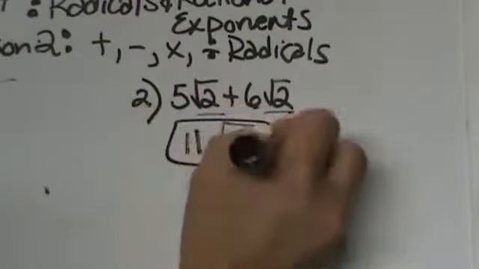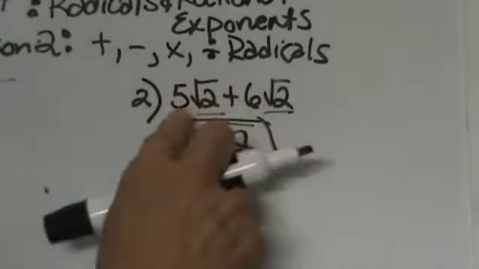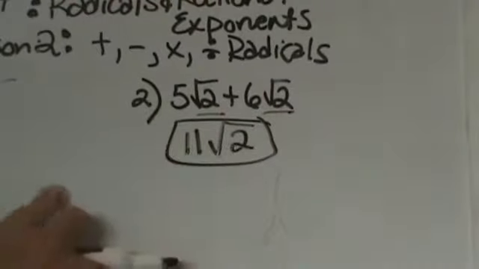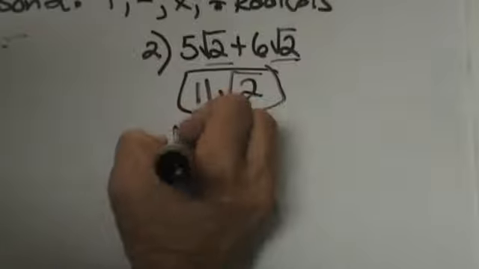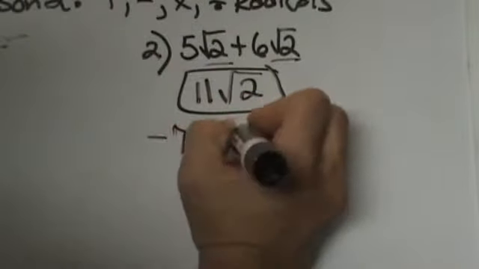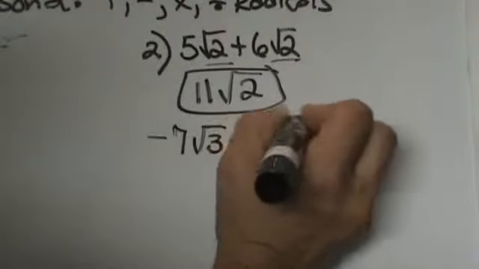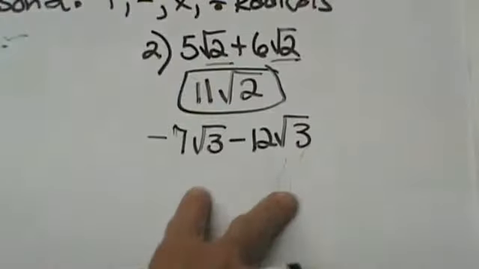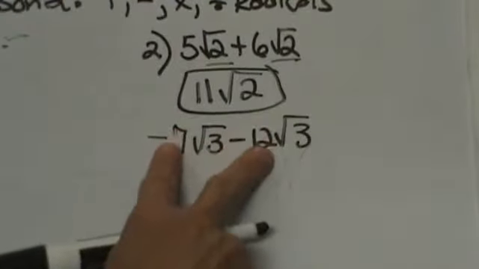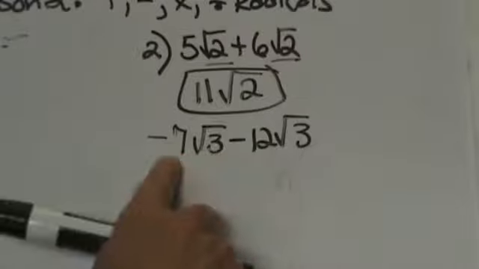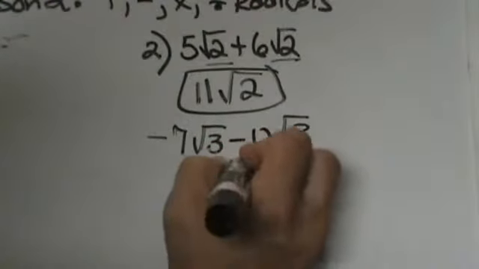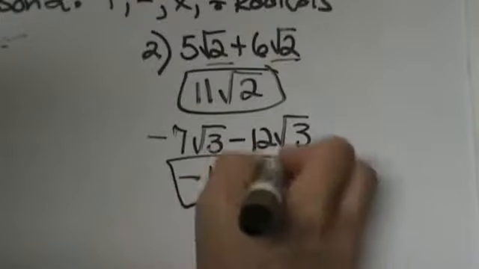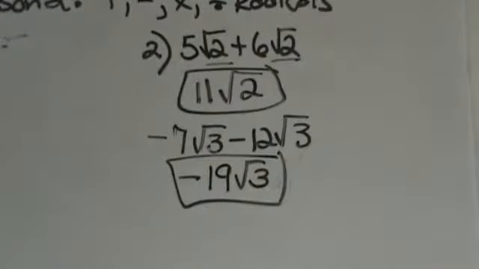So it's as simple as that. You're just going to add or subtract the coefficients. So let's look at a second one. What if you have negative 7 square root 3 minus 12 square root 3? These two radicands match, therefore we can just combine the coefficients. So negative 7 minus 12 is negative 19 root 3, and there's our answer. Okay, so that's how you add and subtract radicals.